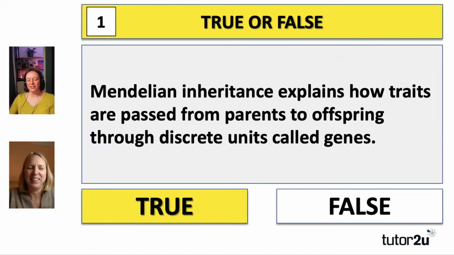Okay, so now we're going to do some true or falses, and we're moving on to genetics now. I'll read out the statement, and then I want you to type in the chat either true or false, or T or F, or thumbs up or thumbs down. So our first statement: Mendelian inheritance explains how traits are passed from parents to offspring through discrete units called genes. Is that true or is that false? Just write T or F in the chat based on what you think.